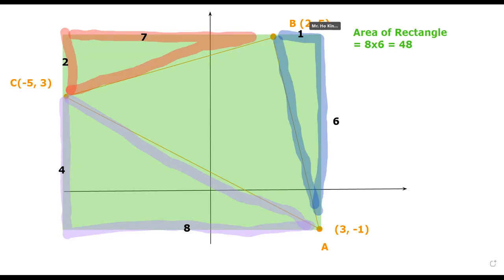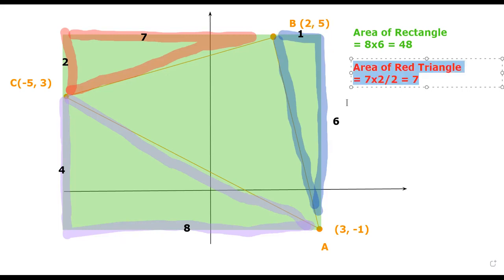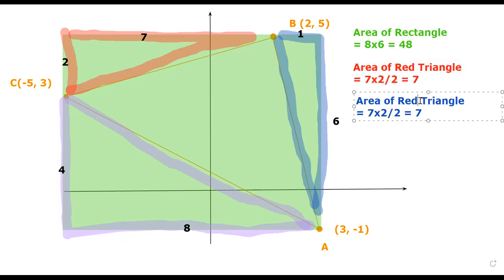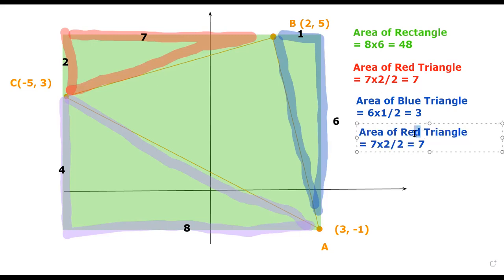So how about the area of our red triangle? The red triangle has a base of 7 and a height of 2. So it will be equal to 7 times 2 divided by 2, and hence its area is equal to 7. How about the blue one? For our blue triangle, it has a base of 6 and a height of 1, so it will have an area of 3. Finally, how about the purple one? For our purple triangle, it has a base of 6 and a height of 4, so it will have an area of 12.